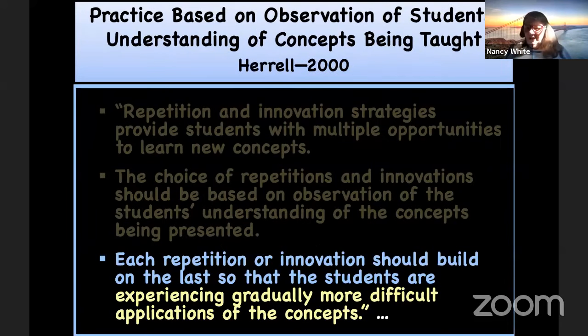Each repetition or innovation that you give the students should build on the last so that the students are experiencing gradually more difficult applications. That would be, say, maybe your first lesson would focus on words that do end in CK and they tell you why. And then the next lesson would have some that end in K, some that end in CK, some that don't have it at the end at all, where they're having to use the knowledge of what they knew before. So you're gradually giving them chances with guidance and support to use those at more difficult steps.